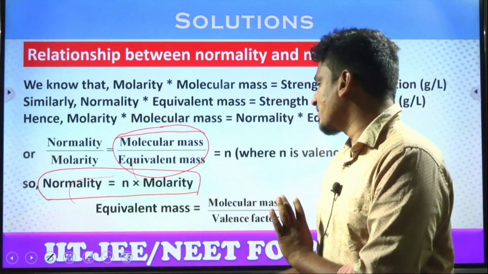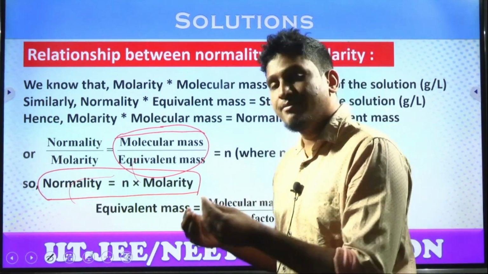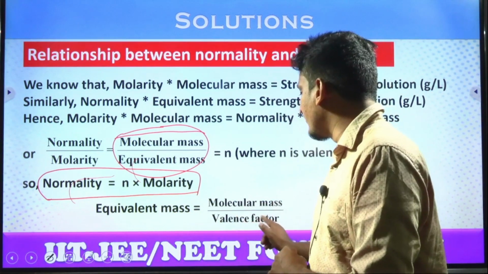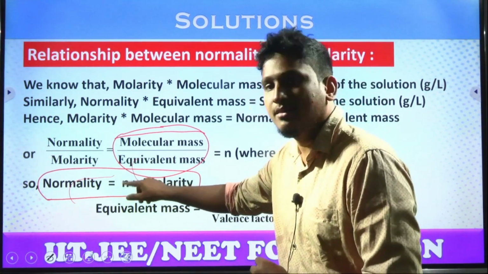With this expression we can find the relation between molarity and normality. Equivalent mass equals molecular mass by n. This valence factor is nothing but what is indicated by n factor.